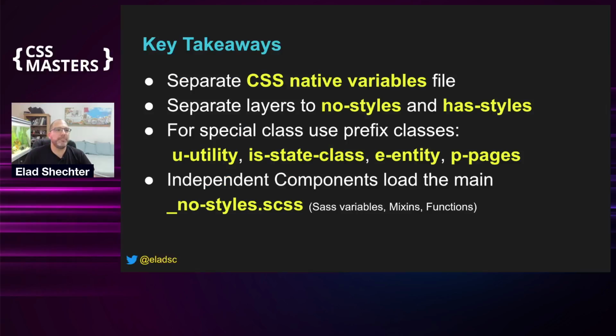And let's talk about the main key takeaways that I want you to take from this talk. First, create the separated CSS native variables file. In this way, you can use the CSS native variables in every place in the project. Separate all the other stuff into the two main categories of no style and has style. And use the utility classes. In this way, you describe the code in a better way, and you understand when you see those classes in the HTML: U for utility, S for state classes, E for entity, and P for pages. And in all of the independent components, load the main no style SCSS file. In this way, you get all the powers that we have in Sass, like Sass variables, Sass mixins, and Sass functions.